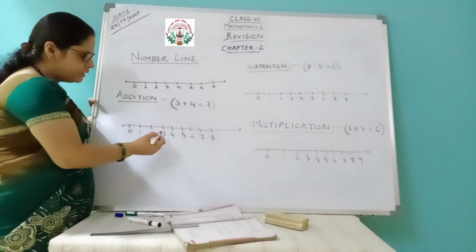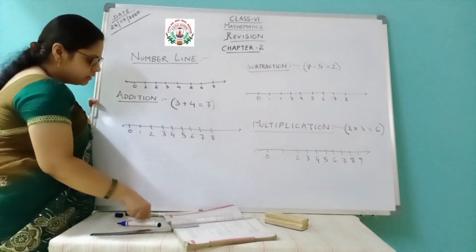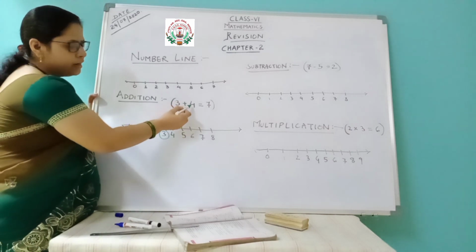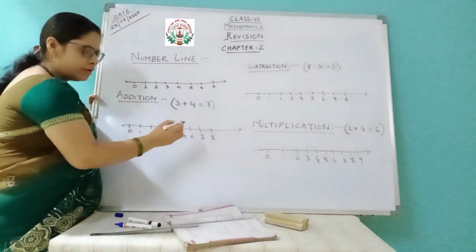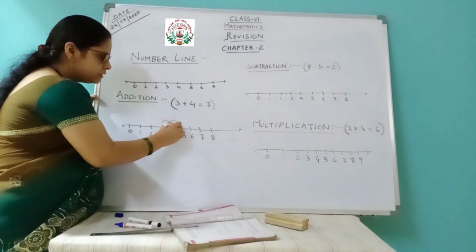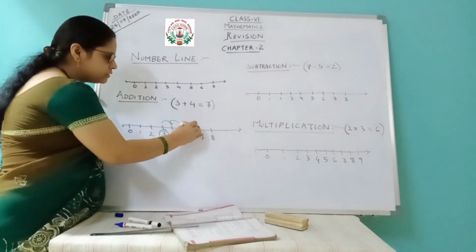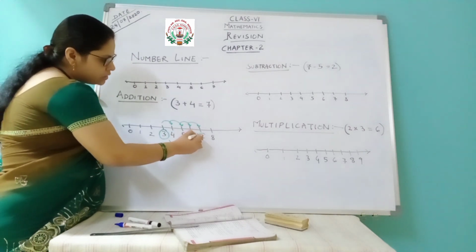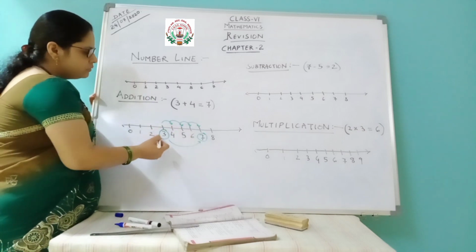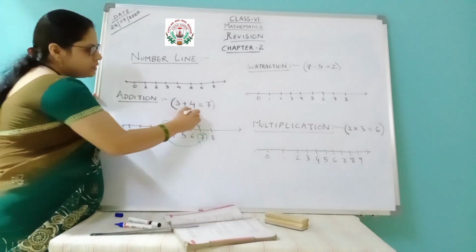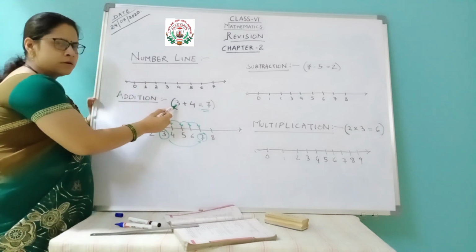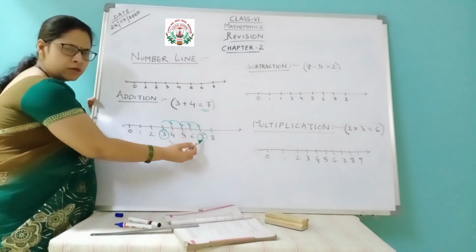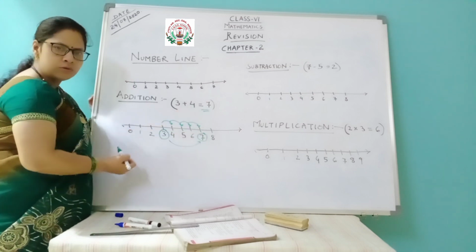First we take the starting number 3. Now the addition is 4, so you have to go 4 times. This is one time, this is the second time, this is the third time, and this is the fourth time. After going 4 times, where are we reaching? We are reaching 7. So 3 plus 4 is 7. Understood? Starting from the number 3 and going 4 times, we reach 7. So 3 plus 4 is equal to 7.